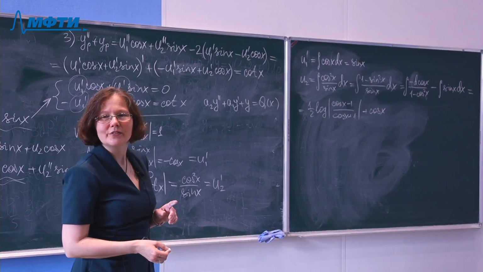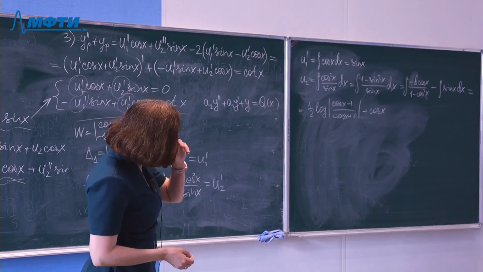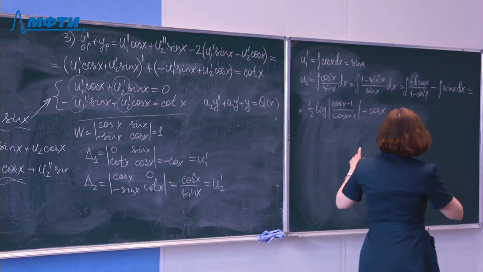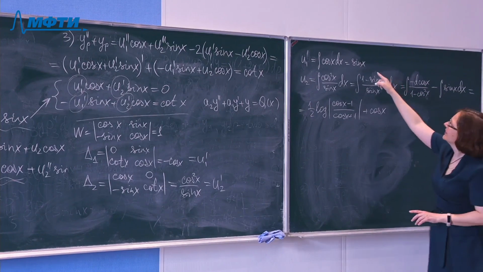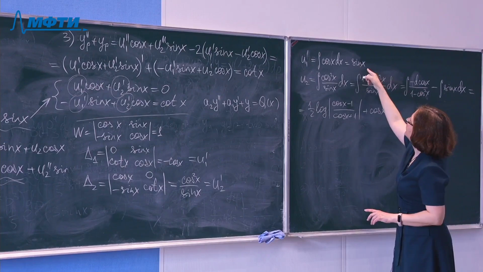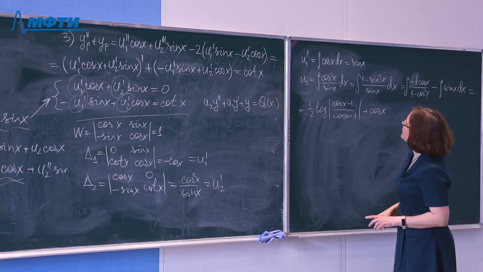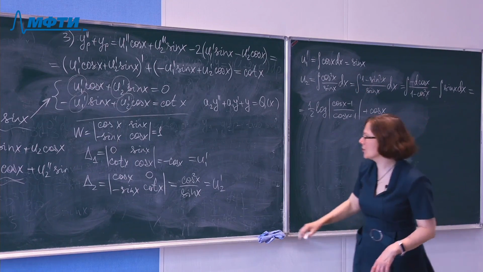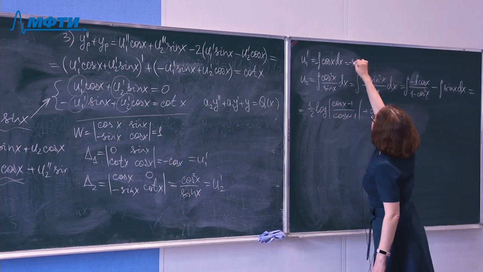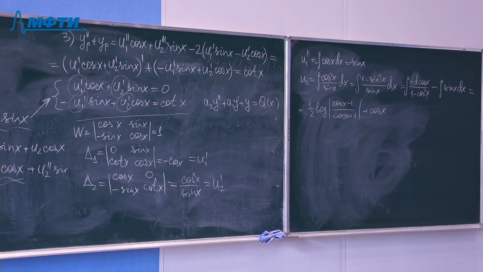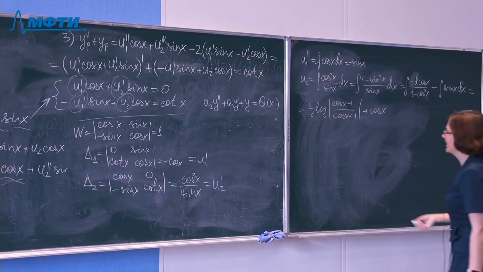U1 prime minus sin x, because it's the integral minus cos x. Sorry, where? U1 prime. Yes. The integral of cos x is sin x, not minus. Minus cos x. We have minus cos x. Minus, and so minus sin x. Thank you. So this is correct.